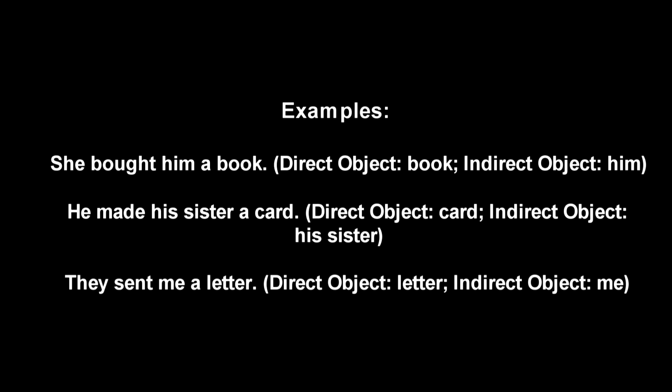Examples: She bought him a book. Direct object, book; indirect object, him. He made his sister a card. Direct object, card; indirect object, his sister. They sent me a letter. Direct object, letter; indirect object, me.